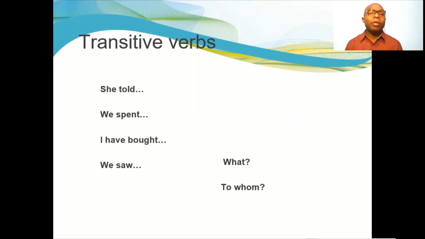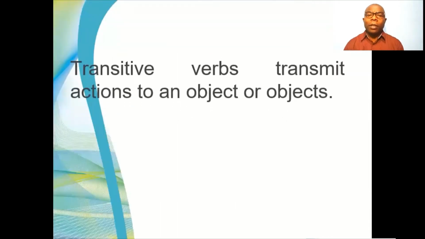Once these questions come to mind, there is something needed to complete the action found in these verbs. That is called object. So she told something must come to be able to complete the action in the telling, the action in the spending, the action in the buying, and the action in the seeing. Now, that helps us to understand what a transitive verb is. So transitive verbs transmit actions to an object or objects.